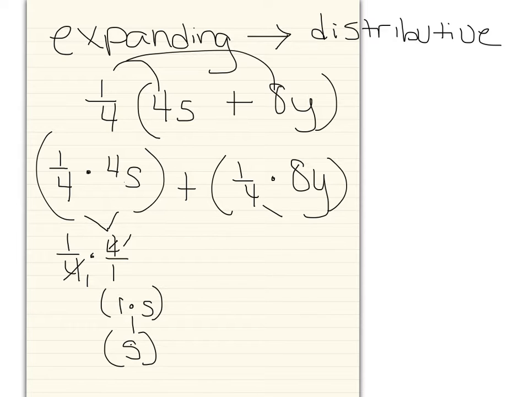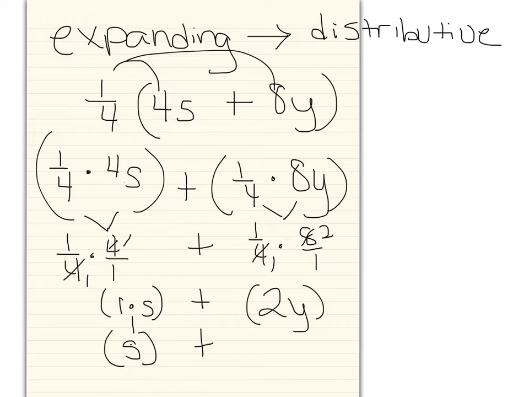Okay, 1/4 times 8y. I'm going to carry my plus sign all the way down so I don't lose it. 1/4 times 8 over 1, cross simplify. You would end up with 2 times y. Okay, so hopefully you see how that happened. So s plus 2y is the expanded version of that.